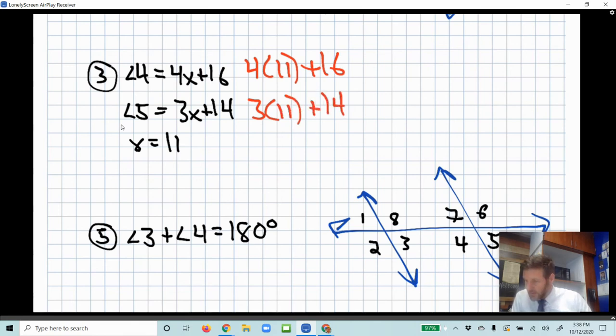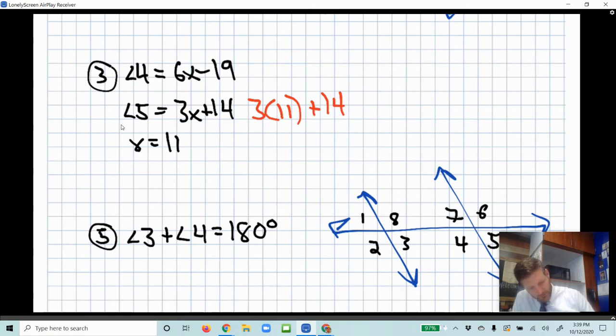And actually, let me just check. I think I wrote that down wrong. No, it is minus 19. Yeah, see, I did this. On number 3, angle 4 is, oh, I actually wrote the whole thing wrong. Good. Always make sure you're reading from the correct problem. Angle 4, according to number 3, is actually 6x minus 19. Okay, so let's fix that. Always worth checking. 6 times 11 minus 19.